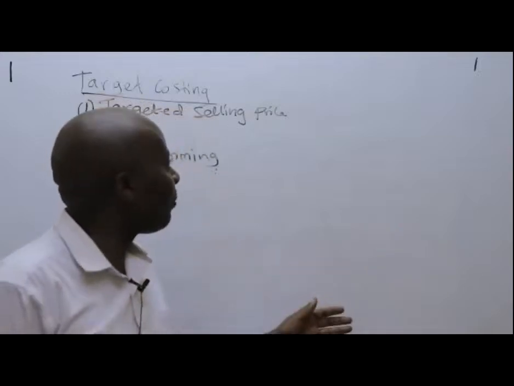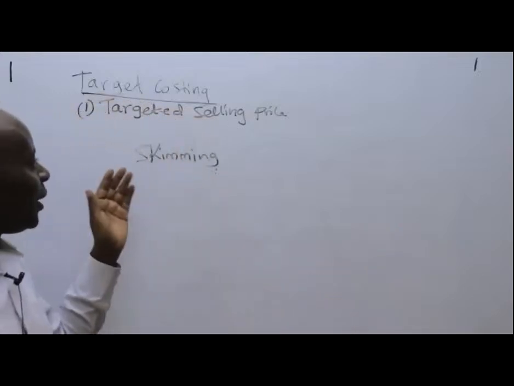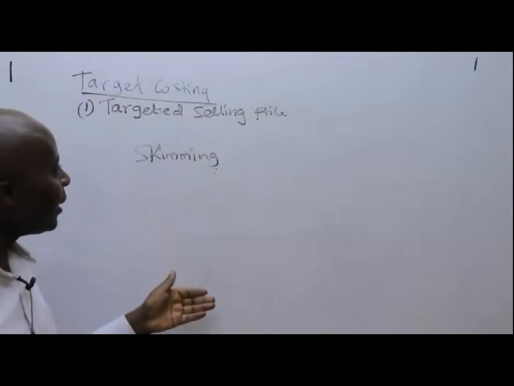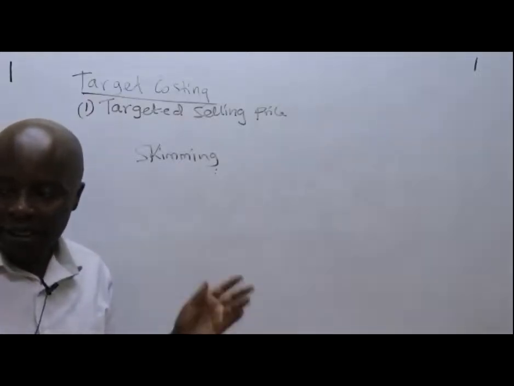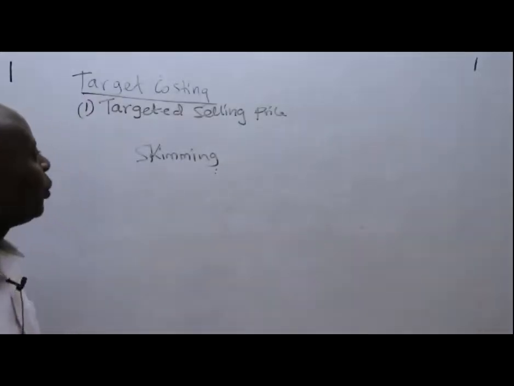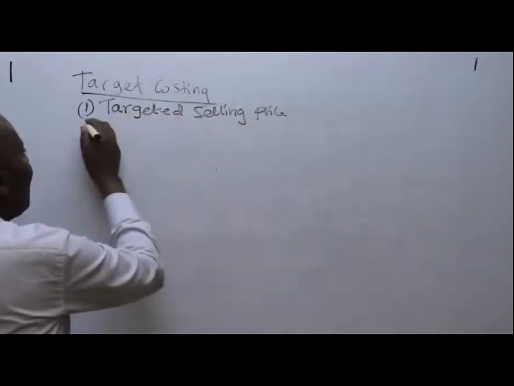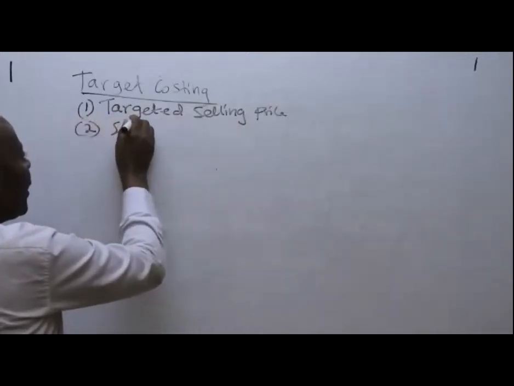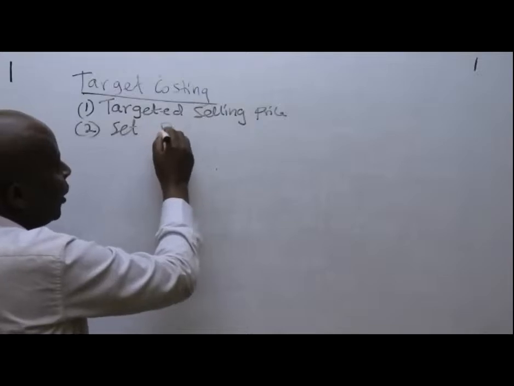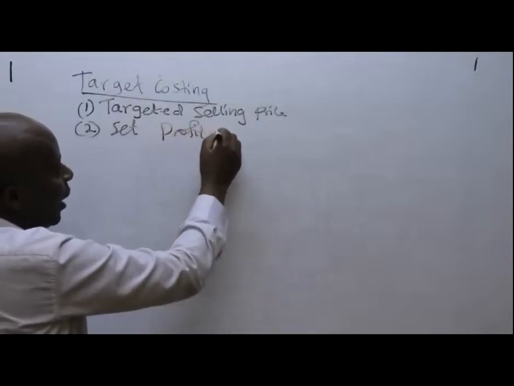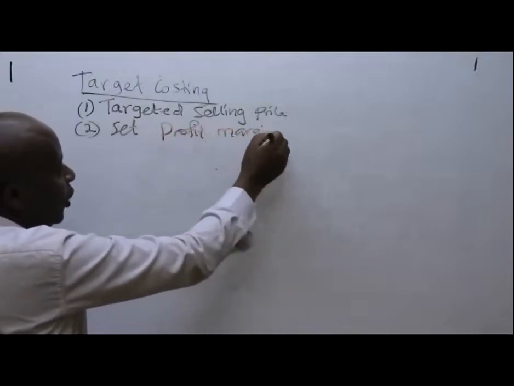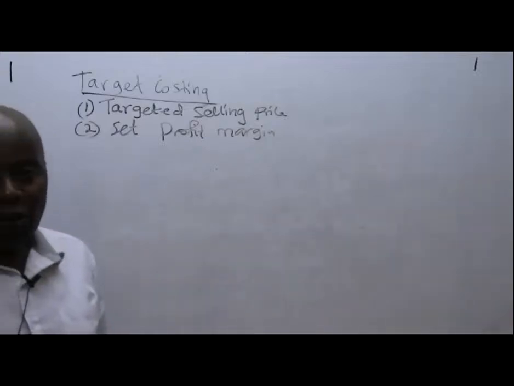So the first step of target costing is identification of the targeted selling price. That is very important. Number two, you set the desired profit margin.